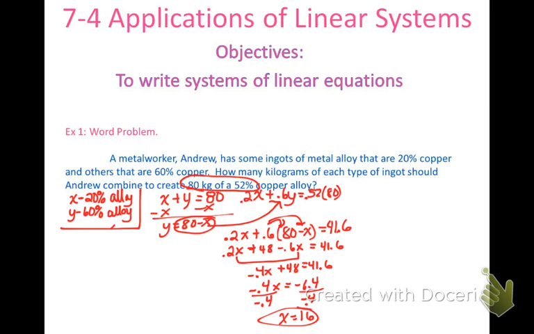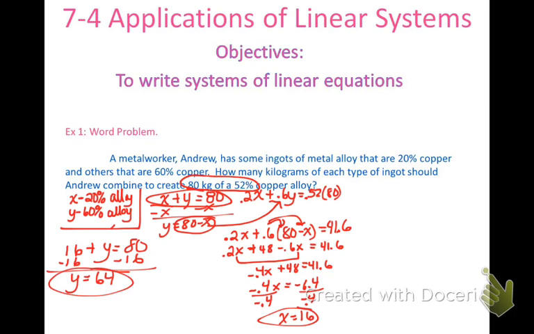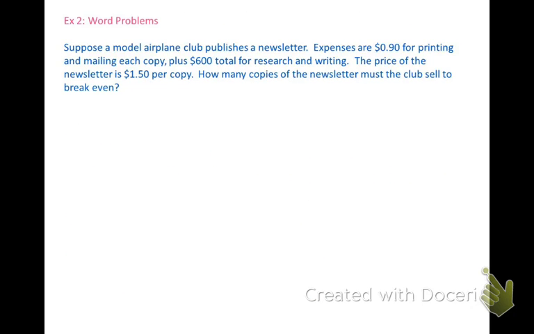And what does it ask us to find? So if I have 16 kilograms of 20%, what do I need for Y? So notice altogether we need 80 kilograms. So I'm going to have 16 plus Y equals 80. Subtract 16 from both sides. So Y equals 64. So those are your two answers. You do not need to put it in a coordinate point system like we did before. All right, next one.